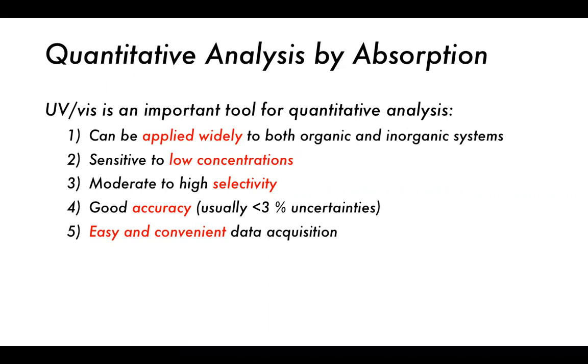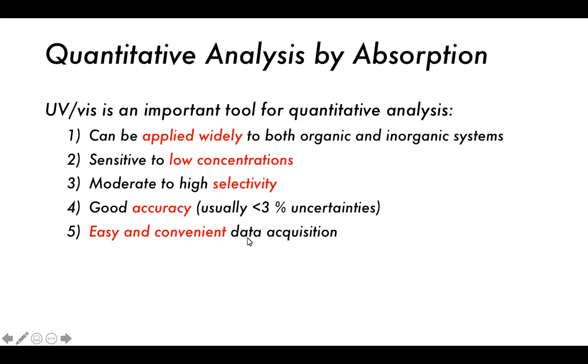It's sensitive to low concentrations. In fact, as we learned before, there are such things as limit of quantitation and limit of detection. So long as it's above that limit of quantitation and it's still in the linear range of the Beer-Lambert law, we really can make use of low concentrations. Oftentimes you have to dilute your sample in order to get it low enough. It has moderate to high selectivity. It's got good accuracy, usually less than 3% uncertainties. So it means it's going to have good reliability.